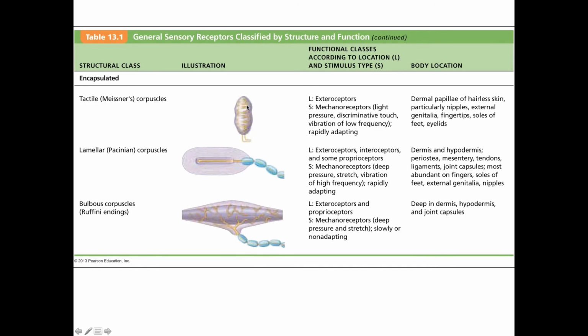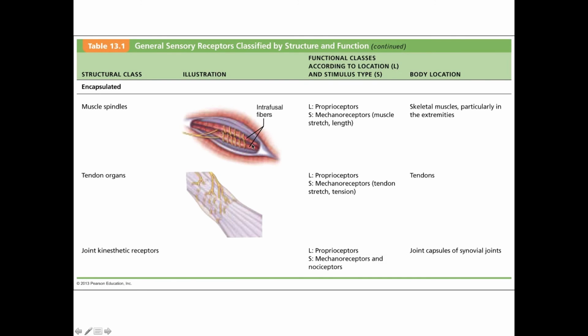Encapsulated nerve endings would include the tactile receptors and the Pacinian corpuscles that you learned about with the skin. Each one of these nerve receptive endings is going to be wrapped up in a connective tissue bundle, and that's what makes them encapsulated. We'll also see that muscle spindles and tendon organs, as well as joint kinesthetic receptors, are encapsulated as well. We will talk more about those when we begin to discuss reflexes later on.